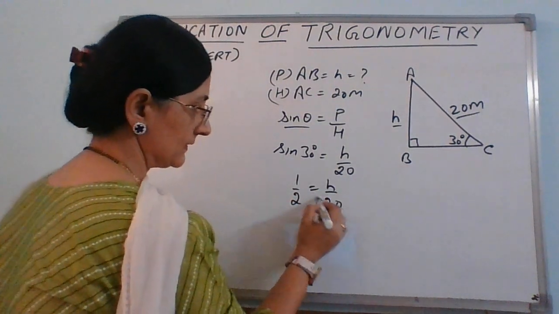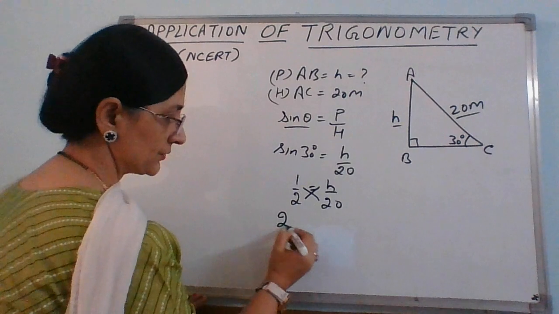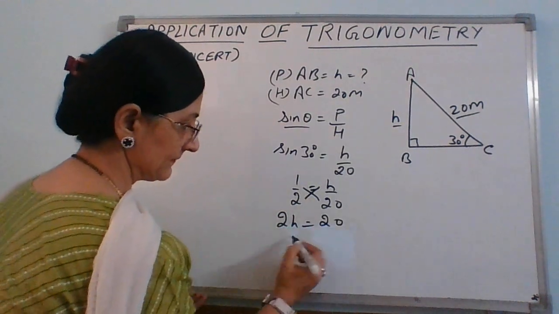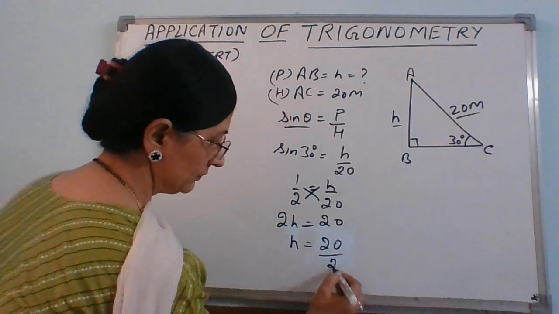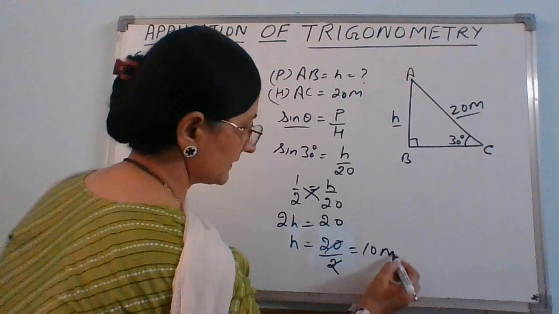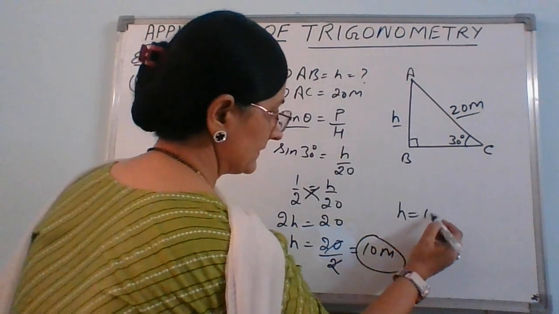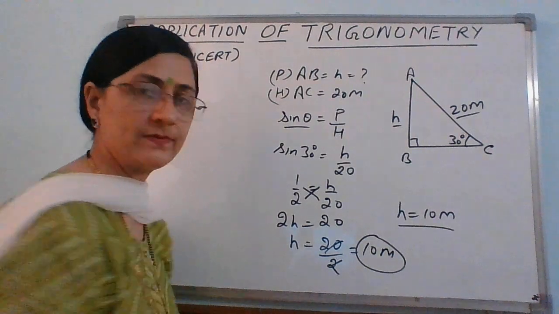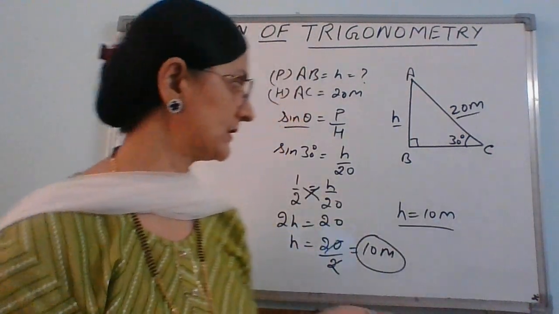That is 1 by 2 equals h by 20. Just cross multiply. 2 into h is 2h. 20 into 1 is 20. So h will be 20 by 2 and that is 10 meters. So this is h, that is 10 meters. So this was a very simple question. We have complicated ones also, right?